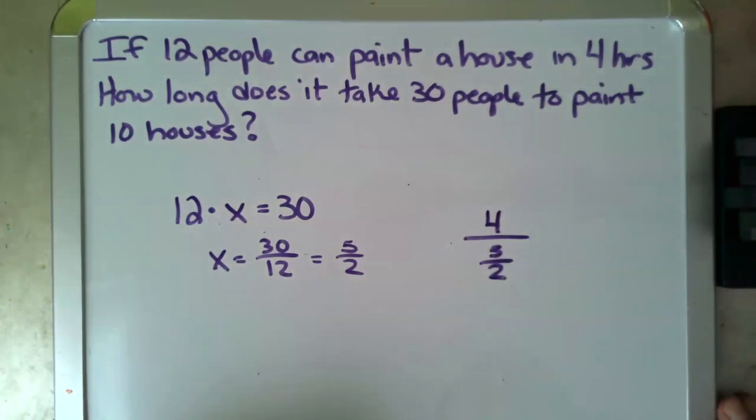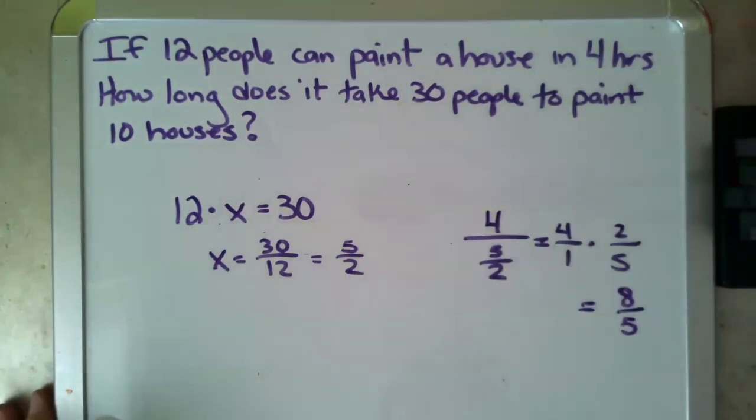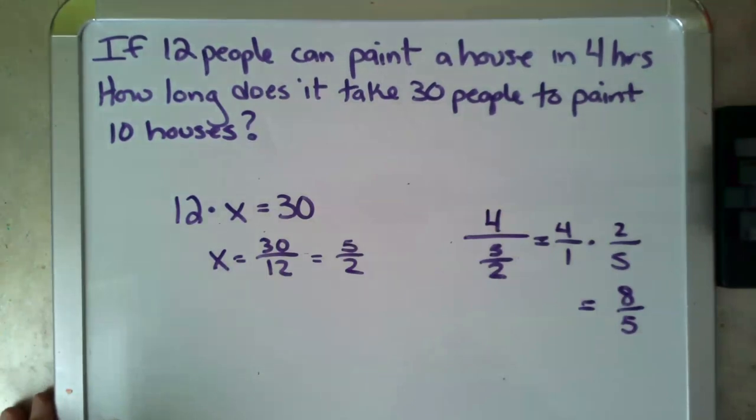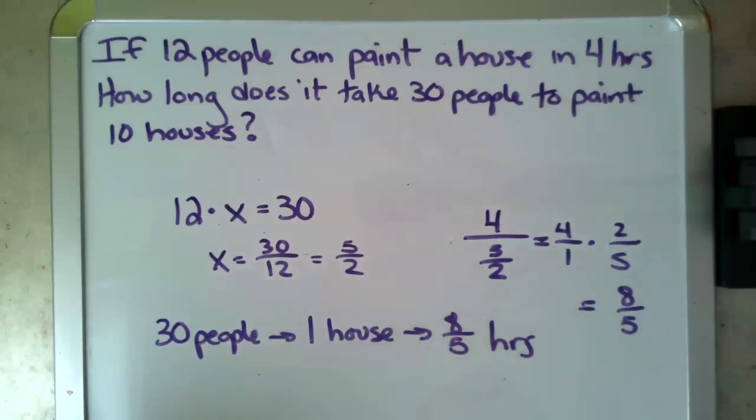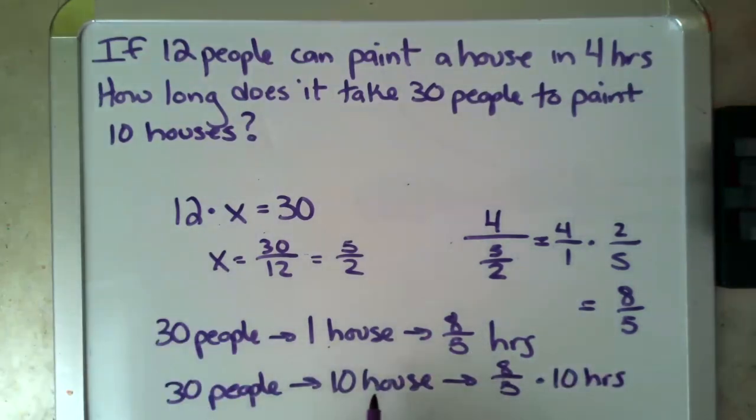So 4 divided by 5/2, don't ask why, just flip and multiply. 8/5. So the first thing I can change is to say 30 people can paint a house in 8/5 hours. Now, I wanted it to be 10 houses. If I am increasing my job by a factor of 10, I'm not increasing the number of people, but I will increase the number of hours. 30 people will do 10 houses in 8/5 times 10 hours, which simplifies to 16 hours.